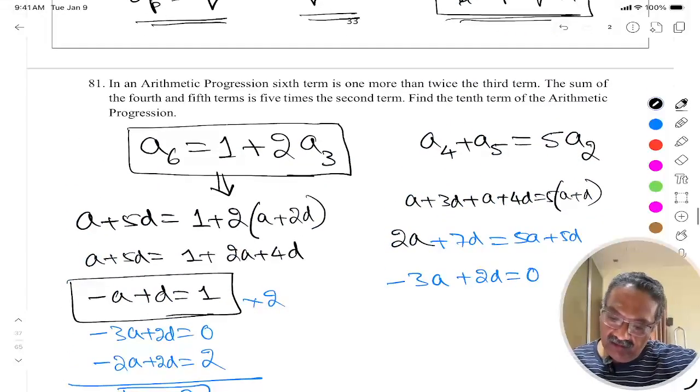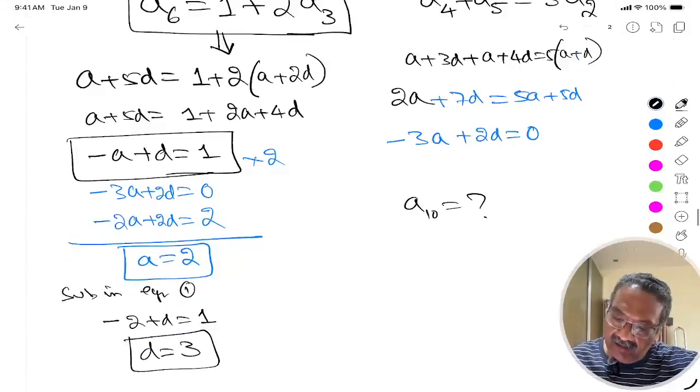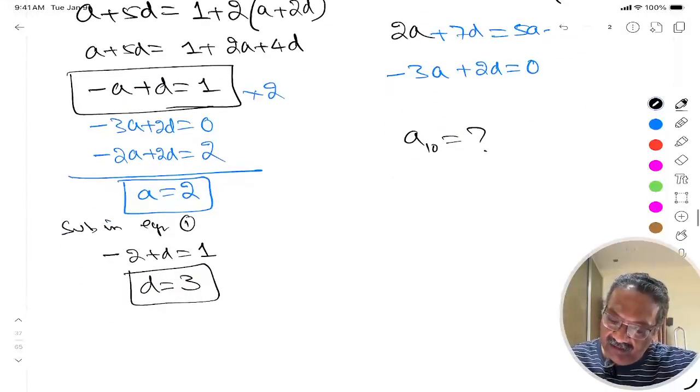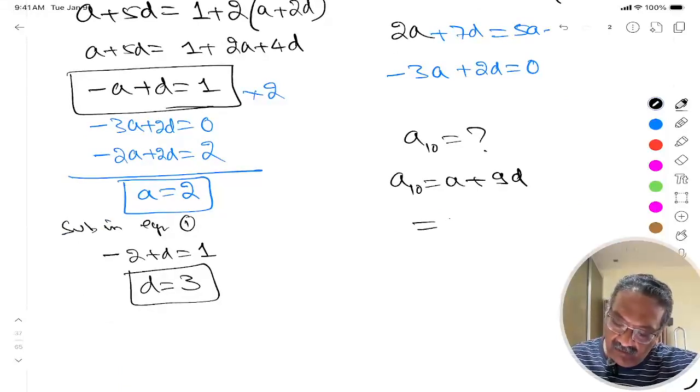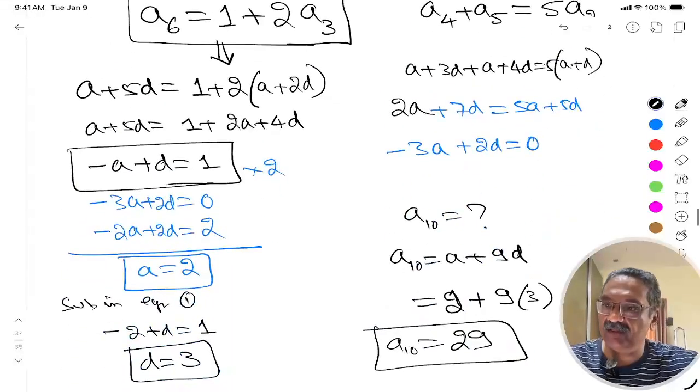What they have asked? Find the 10th term. Now they have asked 10th term of the AP. A10 is equal to a plus 9d is equal to a is 2 plus 9 into 3 is 29. So 10th term is 29. So that's the 81st question.